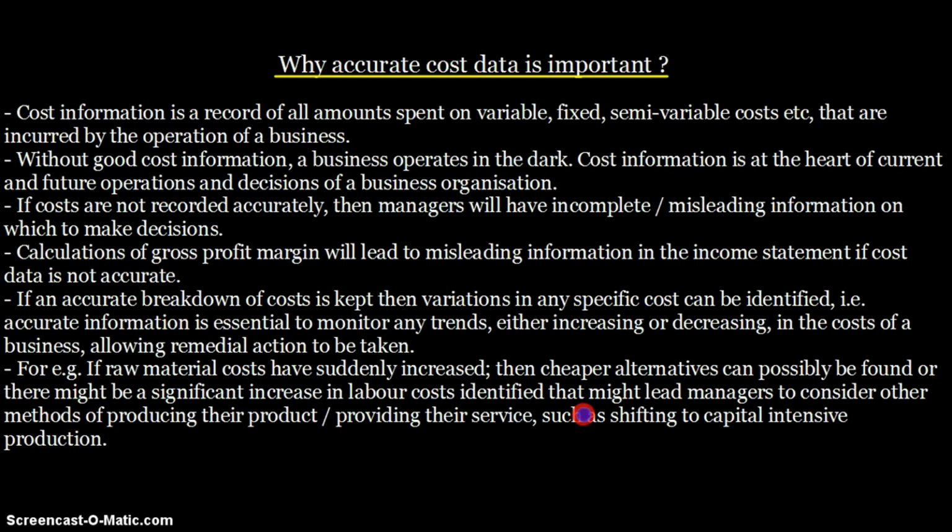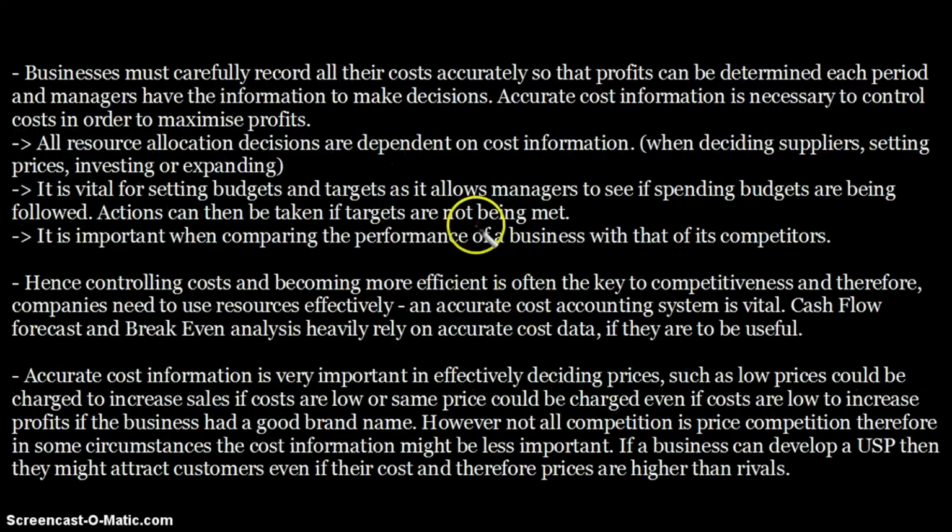These were just two examples. If your raw materials are increasing, what can be done? You can perhaps go to different suppliers. Or if your labor costs have increased, then you will have to shift to capital intensive production if that's more feasible. So businesses must carefully record all their costs accurately so that profits can be determined each period, and managers have the information to make decisions. Accurate cost information is necessary to control costs in order to maximize profits.